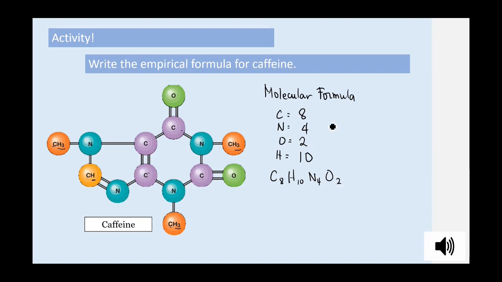Can you write the empirical formula? Write it in the chat box. Very good, Shermel and Aaron. That is correct. So, how do they get it? We have here the smallest subscript or number, which is 2.